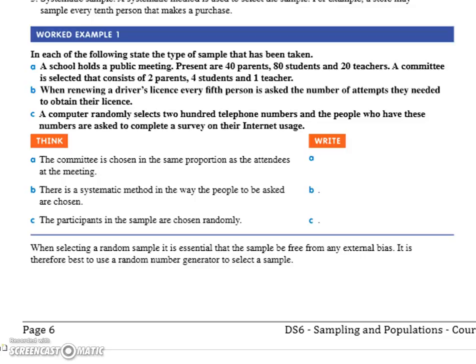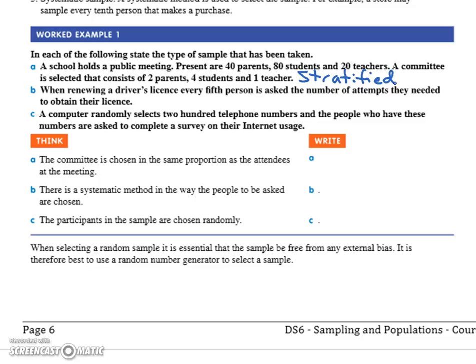Proportion is correct, but that's not the type of sampling. Which one is it? It's on the previous page, just above it. Yeah. It is stratified sampling. Okay? And you know that it's stratified because all of the numbers are in proportion. They've basically divided everything by 20. So 1/20th of the parents, 1/20th of the students, and 1/20th of the teachers.